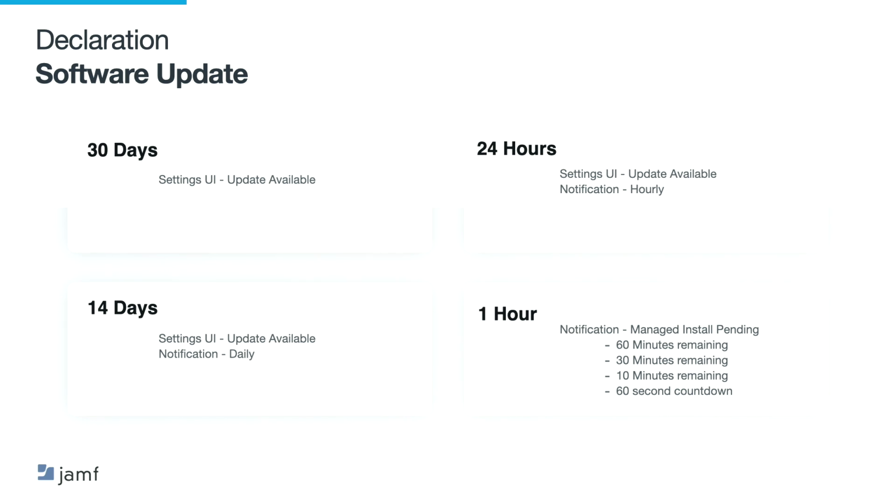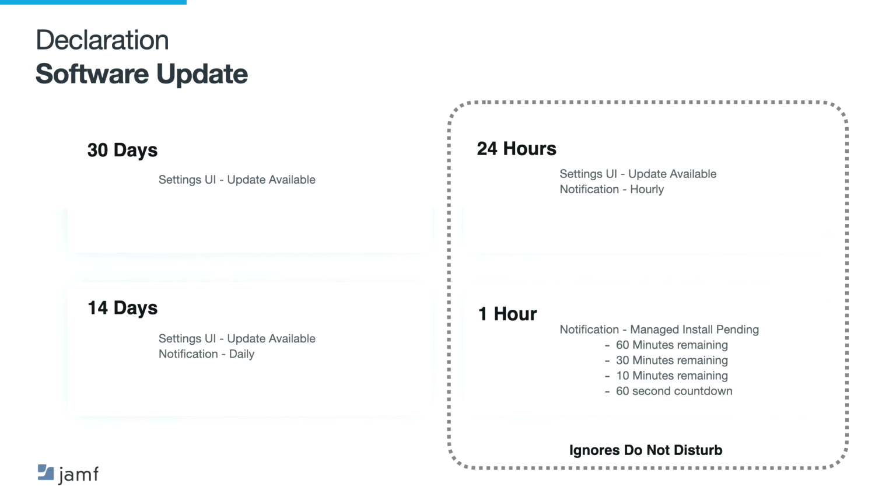So how does this work from software updates? So that deadline that we've set, 30 days before that deadline, you'll start to see in the settings software update user interface that there is a software update pending. 14 days before that deadline, you'll start to see those notifications coming up for the user daily. Do not disturb will stop those notifications from coming. 24 hours before that deadline, they will start coming hourly, and most importantly, they will ignore do not disturb. So it's very hard for the user to not see those notifications coming through.